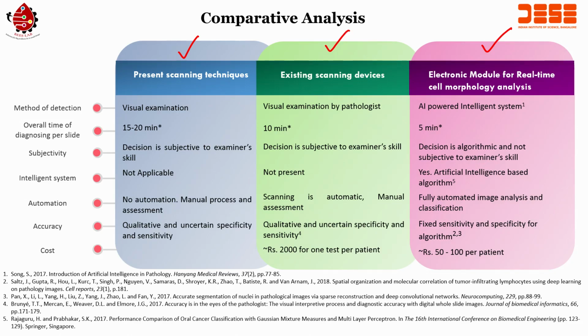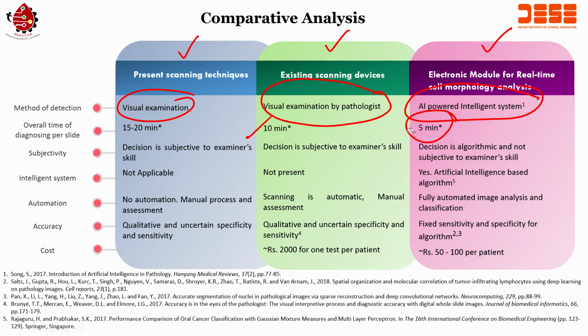This is advantageous for you, so that we can compare it in terms of method of detection, subjectivity, intelligence, automation, accuracy as well as cost. If you talk about method of detection, in the case of present scanning techniques it is visual examination. Existing scanning devices rely on visual examination by the pathologist, whereas here we have the AI-powered intelligence system. The first takes about 15 to 20 minutes, the second about 10 minutes, and this takes about 5 minutes.